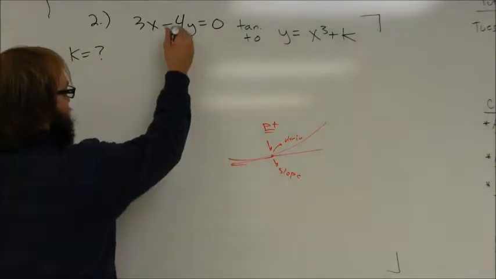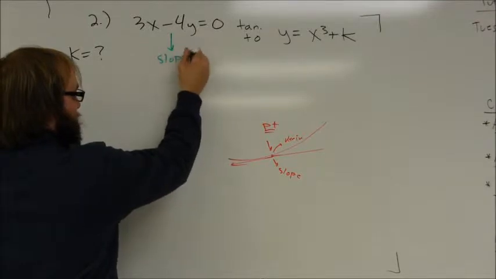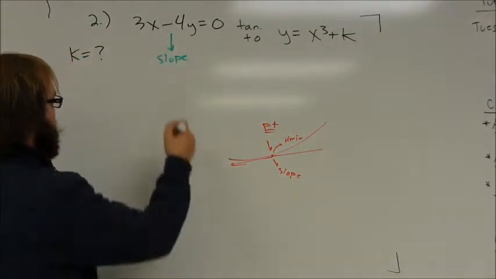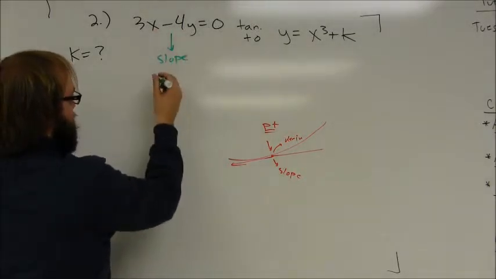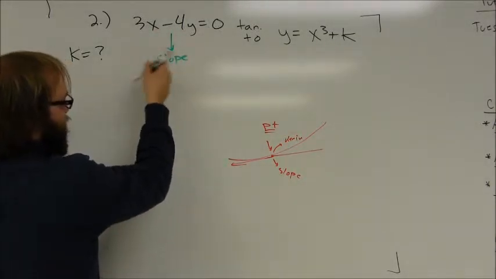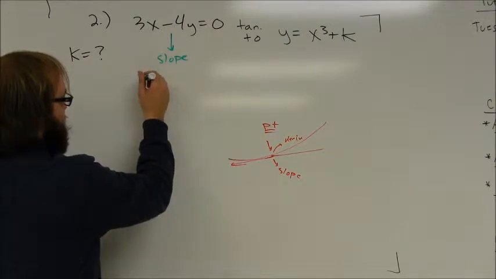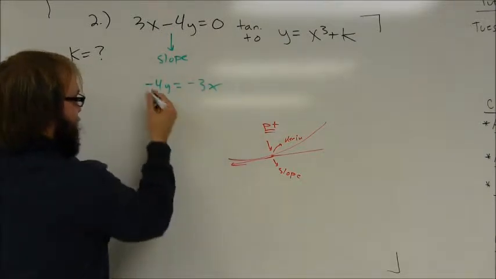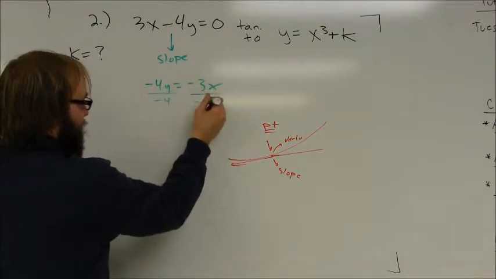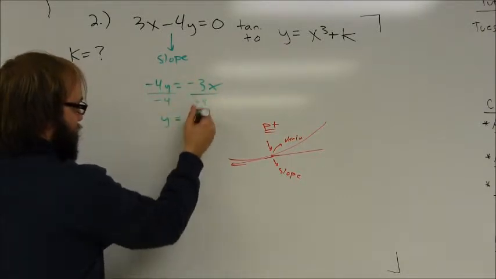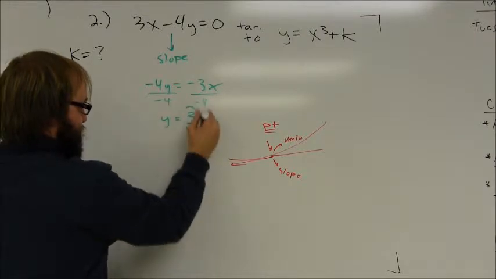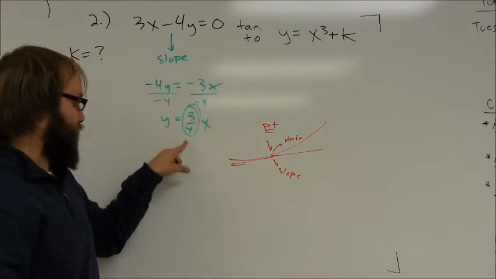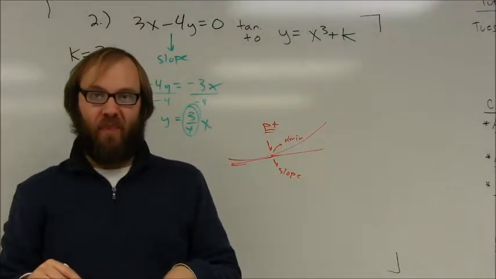Number one, I want to find the slope of my tangent line because that's a straight line equation. That's very easy. So if I write this in slope-intercept form, that's going to be negative 4y equals negative 3x. You can divide both sides by negative 4. I find out that y is equal to 3/4 x, okay? The tangent line has a slope of 3/4. It has a slope of 3/4 at all points, okay?